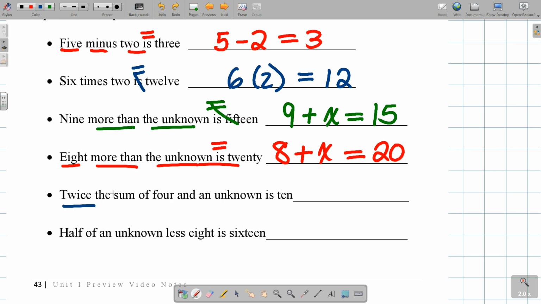You should be correcting those in red pen. If you're correct, some sort of smiley face, star, woohoo, I got it right. If you got something wrong, figure out why. Now, let's apply this to a couple problems.